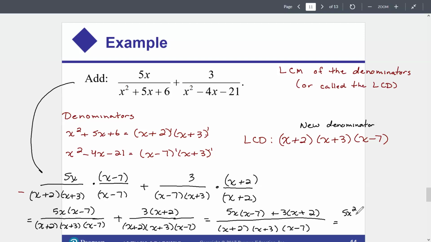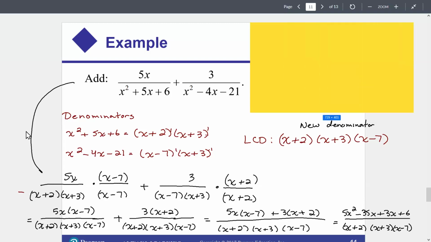So we get 5x squared minus 35x plus 3x plus 6 over (x plus 2)(x plus 3)(x minus 7). So I'm actually going to go through and finish this out. We're going to take out this little part about the LCM, and I'm going to continue up here.